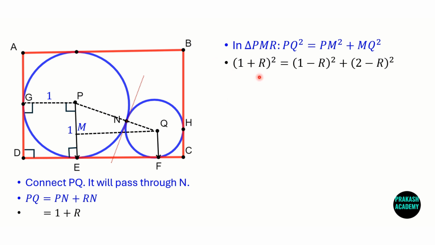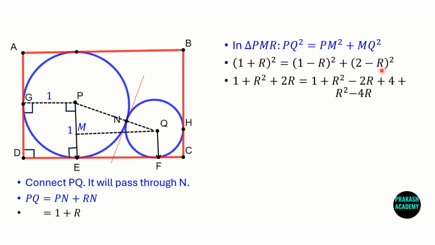Now various lengths are known. PQ we have just calculated, this is equal to 1 plus R. So this is 1 plus R whole square. PM, this length, this is basically 1 minus R because this total is 1 and this is R. So PM is 1 minus R whole square. PM square is 1 minus R whole square. MQ, that is this length. We have calculated earlier, this length is 2 minus R. So this is 2 minus R whole square.